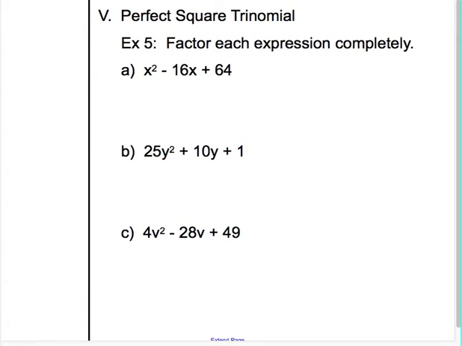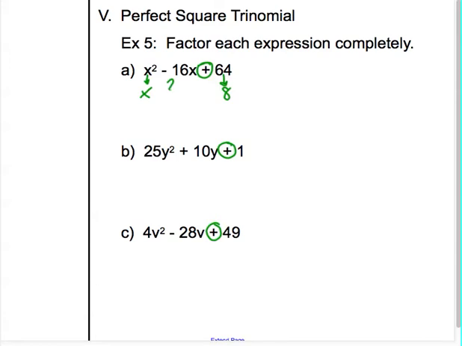So the first thing we need to do is make sure that the last term is positive, because anytime you square a number, whether it's positive or negative, you get a positive answer. So your constant always has to be a plus for it to be a perfect square trinomial. And your first and your last terms both need to be perfect squares. So the square root of x squared is x, and the square root of 64 is 8.